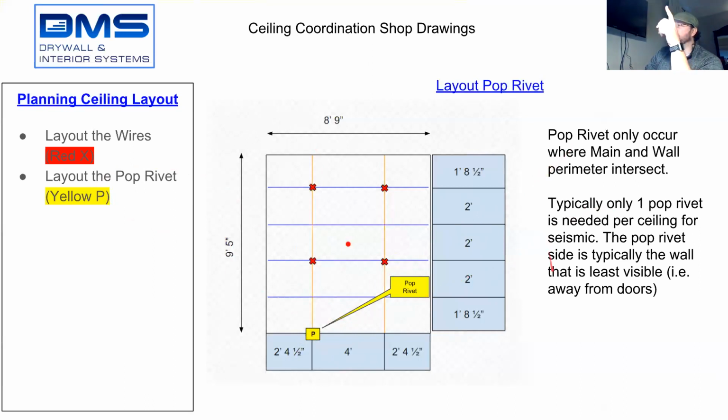Typically, only one pop rivet is needed per ceiling for seismic reasons. In case of the suspended ceiling, they want to tie it into the wall to make a rigid connection. And you typically locate the pop rivet to the least visible side, meaning that wherever people walk into the room or a lot of heavy traffic walks in and out of the room, the access and egress point, you want to put it on the far side where it's going to be less visible. In this case, I think there's a door over here, and I moved it all the way across to the other side so that people don't see it in the back corner.